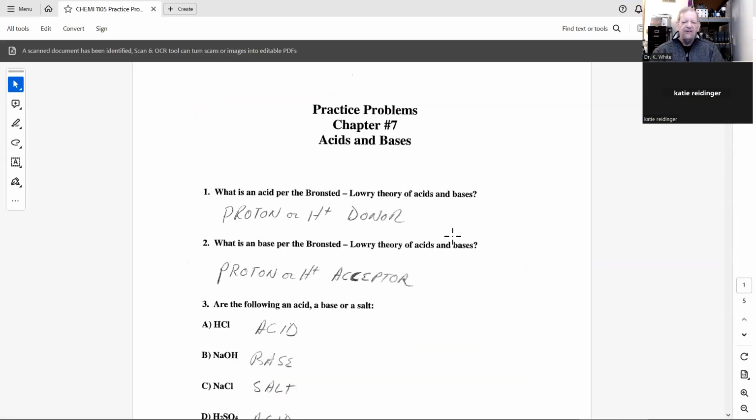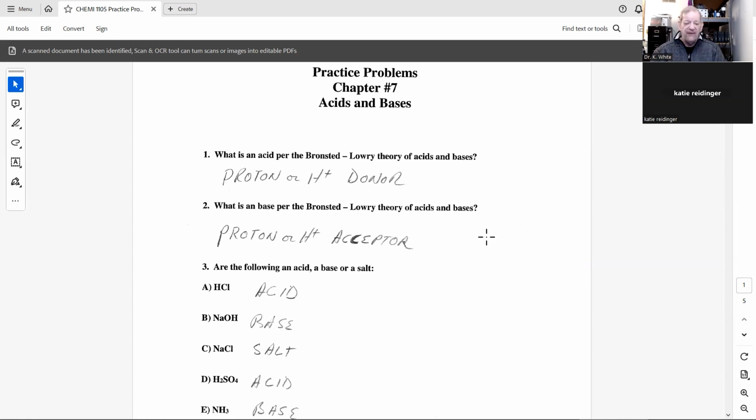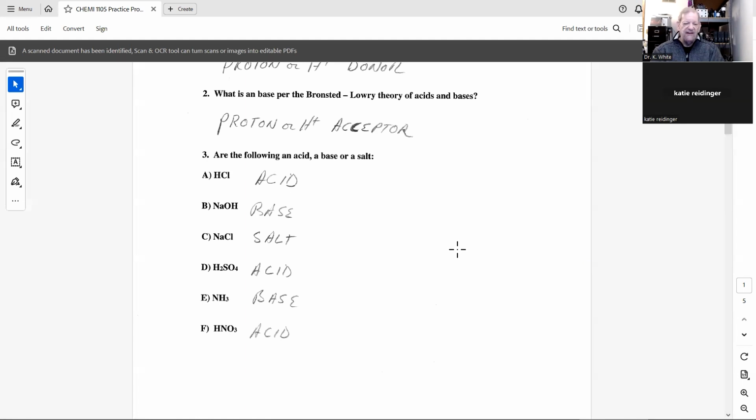All right, let's look at a couple from the practice problems. Chapter 7, acids and bases. This is in the folder on Blackboard, practice problem answers. What is a Bronsted-Lowry acid? A proton donor. What is a Bronsted-Lowry base? A proton acceptor. And as I said, you should be able to identify the following as acid or base.